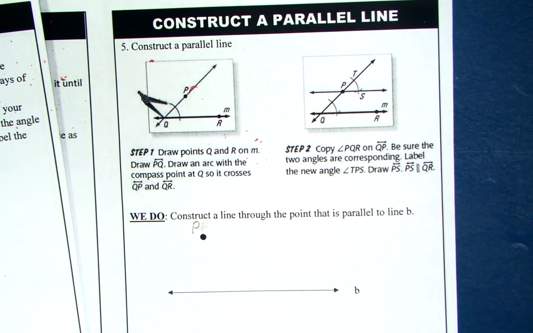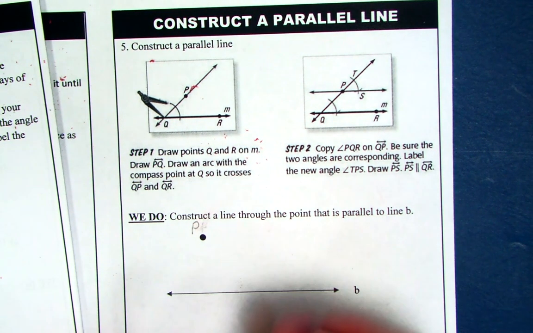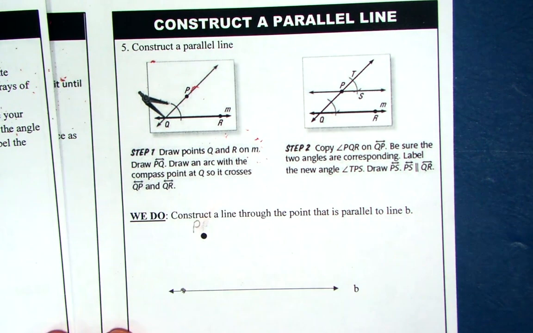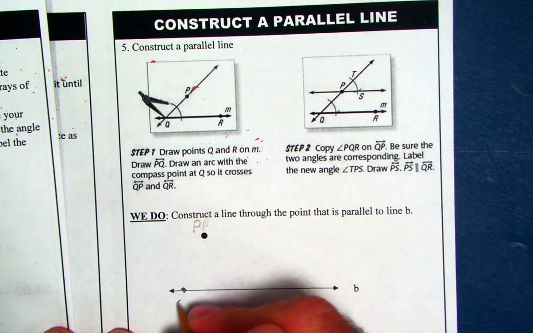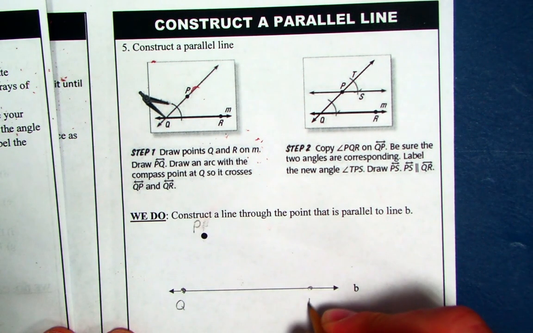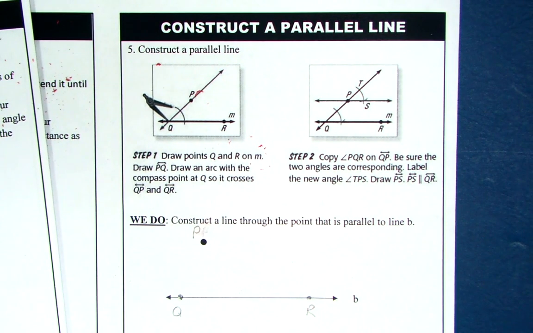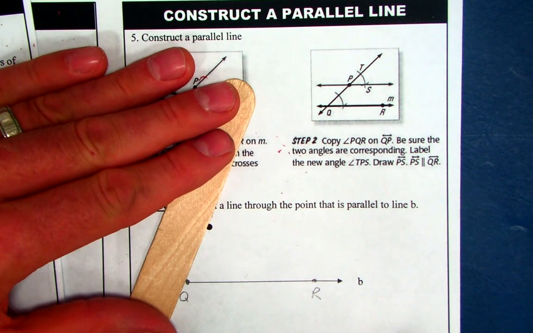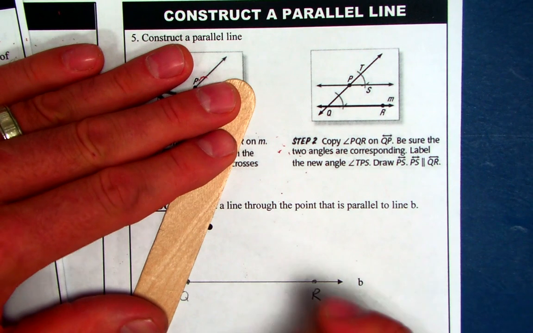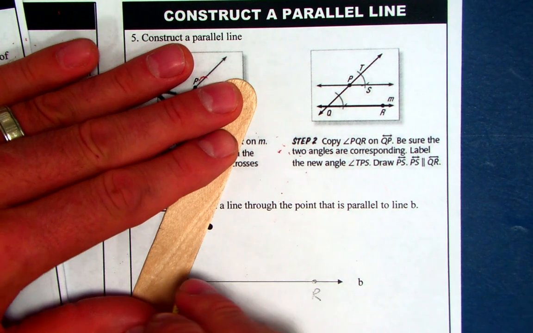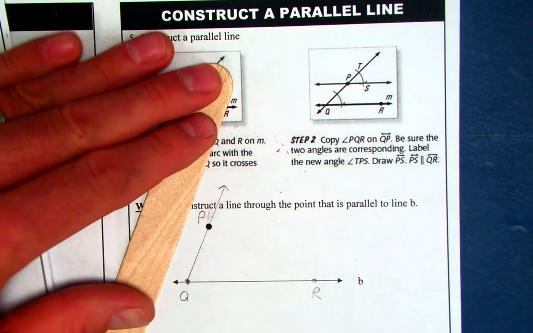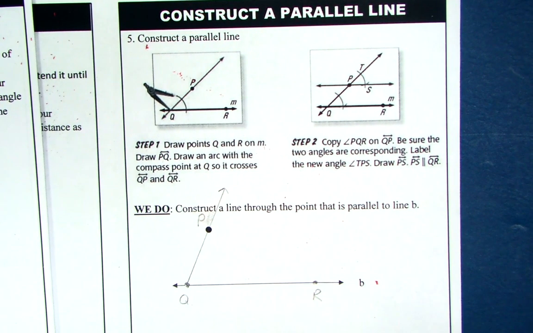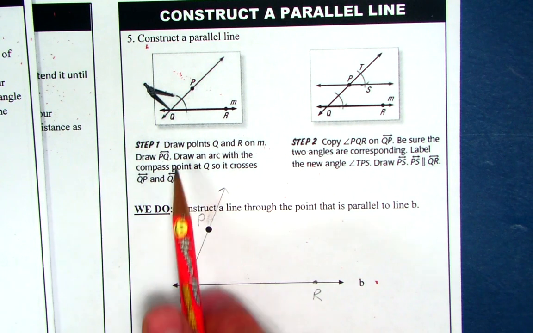All right, well, the first thing we're going to do is we're going to draw a point on line B. And we're going to call that Q, and we'll put another point on here, and we'll call that R. Okay, that just gives us some reference points. All right, we're going to draw or construct an angle from Q through P. Or sorry, construct a ray, but that forms an angle. Okay, so now we're actually here at step one.